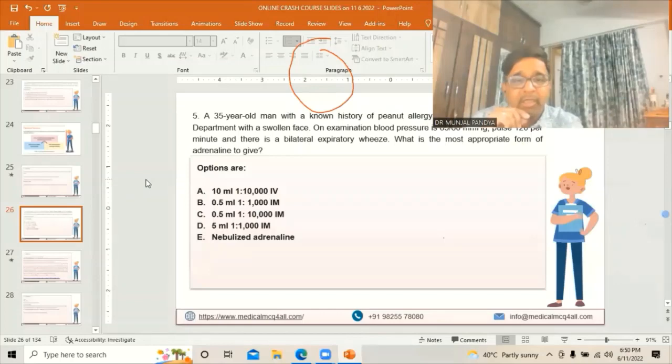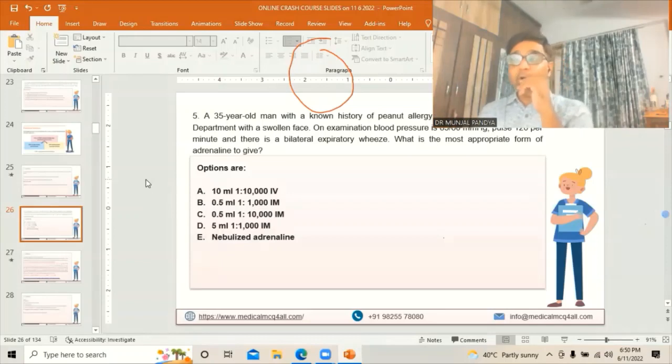Dilution is 0.5, 1 in 1000. Remember, 1 in 1000 intramuscular. Which is the site? A 4-mark question: intramuscular where? The best preferred site is the lateral wall of the thigh. Write down lateral wall of thigh. And what other drugs on top of this can you use? Another drug you can use is diphenhydramine. Write down, and another is hydrocortisone. So these are the 3 life-saving drugs in any anaphylactic shock.